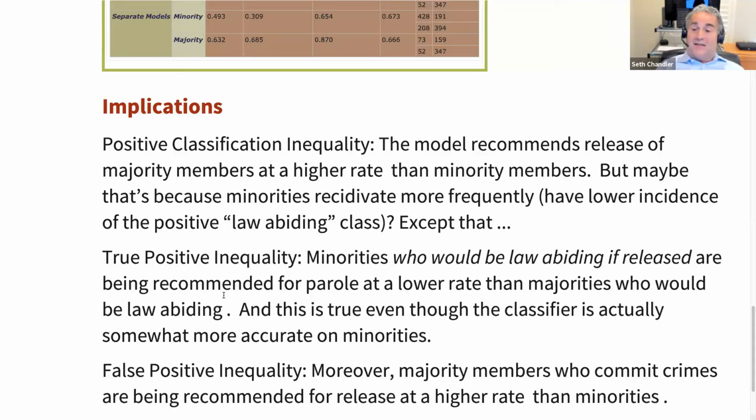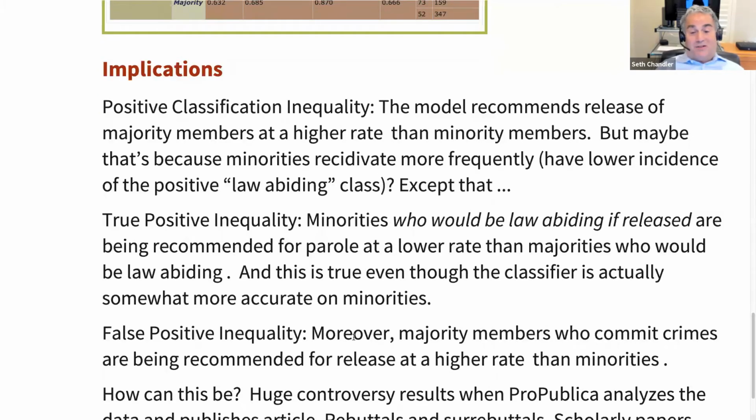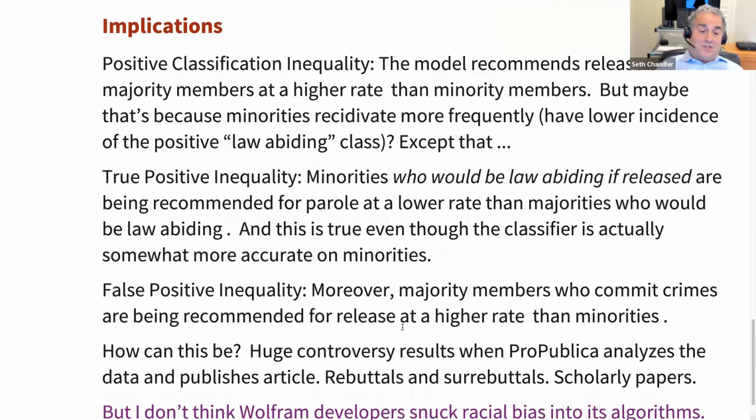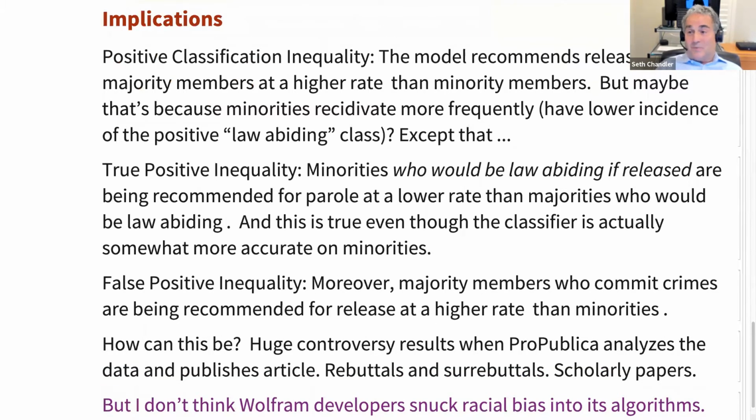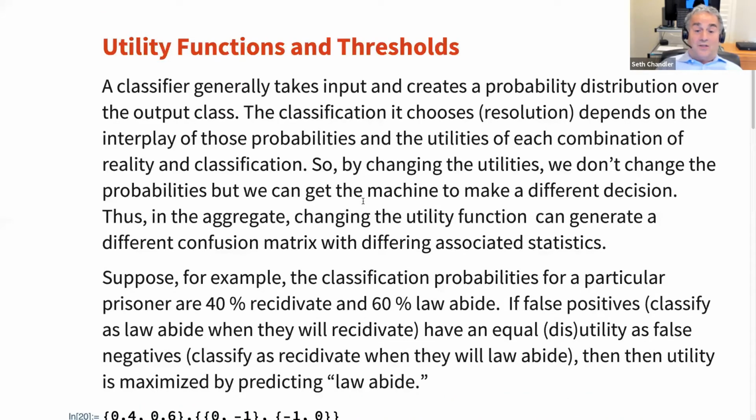Minorities who would be law-abiding if released are recommended for parole at a lower rate. And we have false positive inequality. This is sort of the white privilege problem of people from the majority who commit crimes being recommended for release at a higher rate than minorities. And so there's been a big controversy and rebuttals and sur-rebuttals and scholarly papers looking into this. And I thought this would be a good opportunity for Wolfram Language and Mathematica to try and figure out what's going on. So let's see, and I do have an answer as to what's going on.